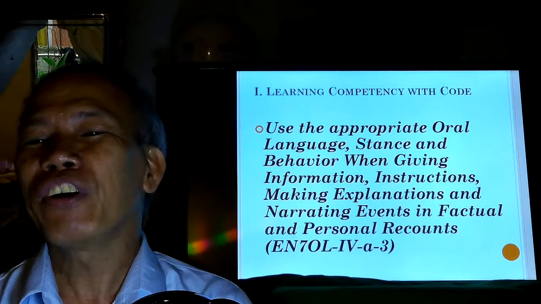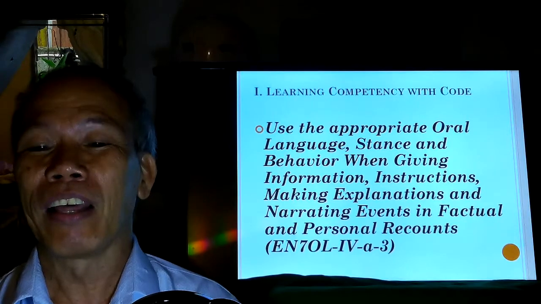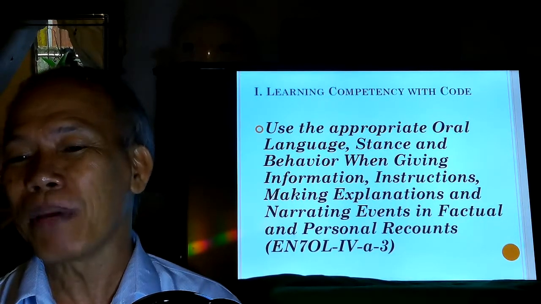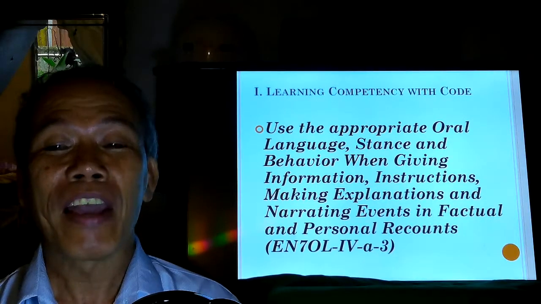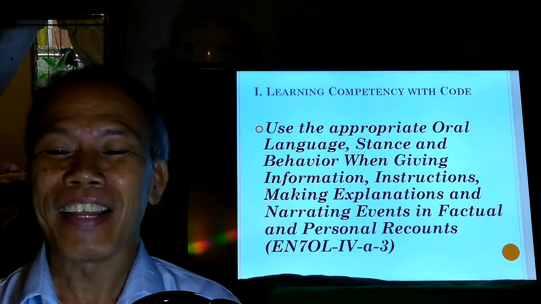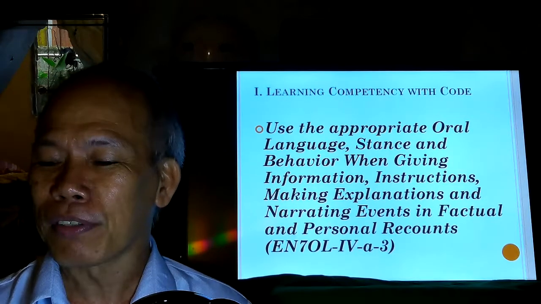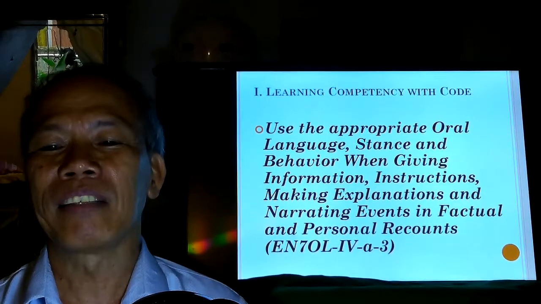And we have here our learning competency with code. Again, use the appropriate oral language, stance, and behavior when giving information, instructions, making explanations, and narrating events in factual and personal recounts as presented in our MELC.